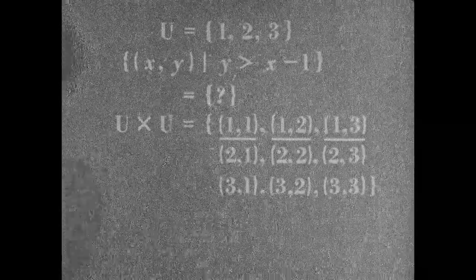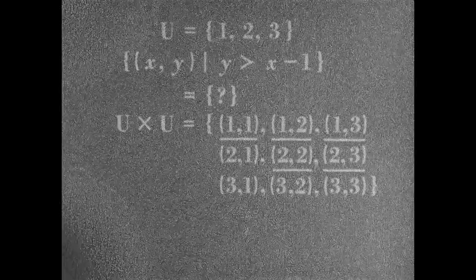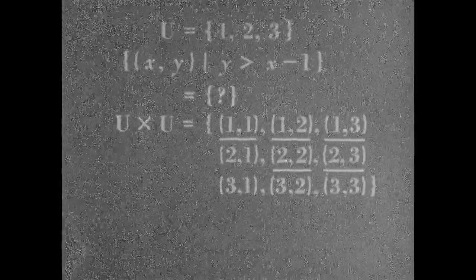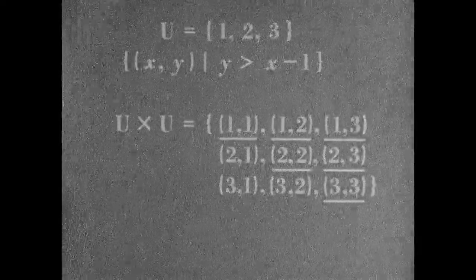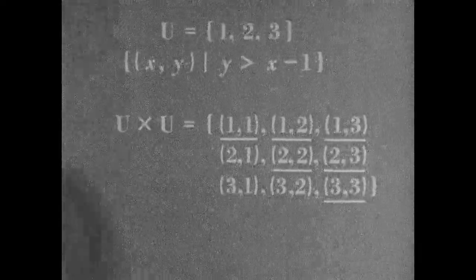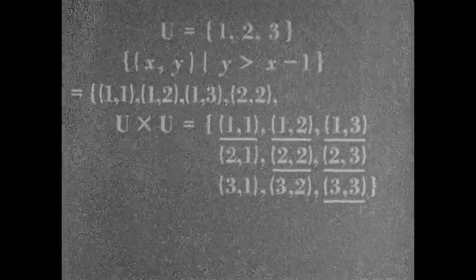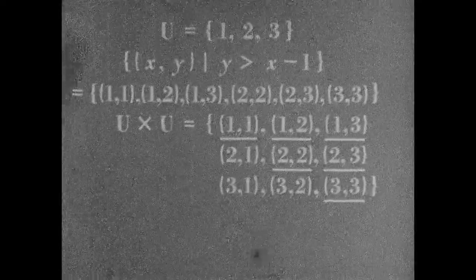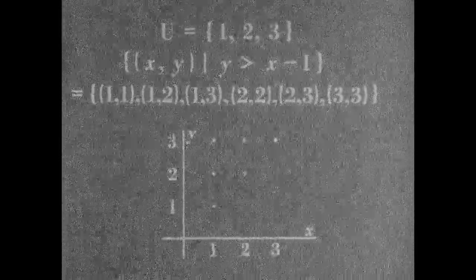If x is equal to 2, there are two values for y. If x is equal to 3, there is only one value for y. This set of ordered pairs, 1, 1, 1, 2, 1, 3, 2, 2, 2, 3, 3, 3, is the solution set. And its graph looks like this.